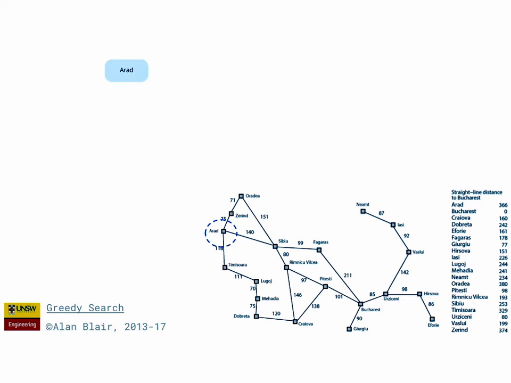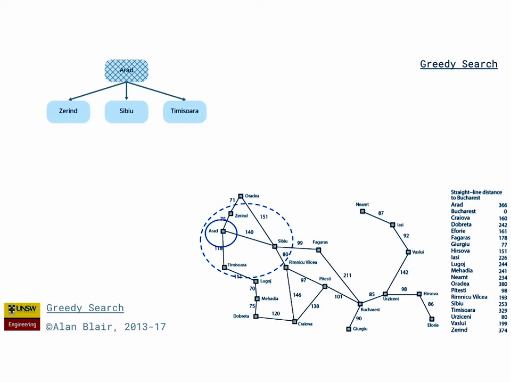Whereas breadth first and uniform cost search expanded equally in all directions, we now want to use this distance information to try to concentrate the search on nodes which we think are leading us closer to the goal. So if we have a choice between these three cities, we may choose to expand Sibiu on the basis that its distance to the goal is the shortest of the three. This method is known as greedy search because it tries to get as close as it can to the goal as quickly as possible.